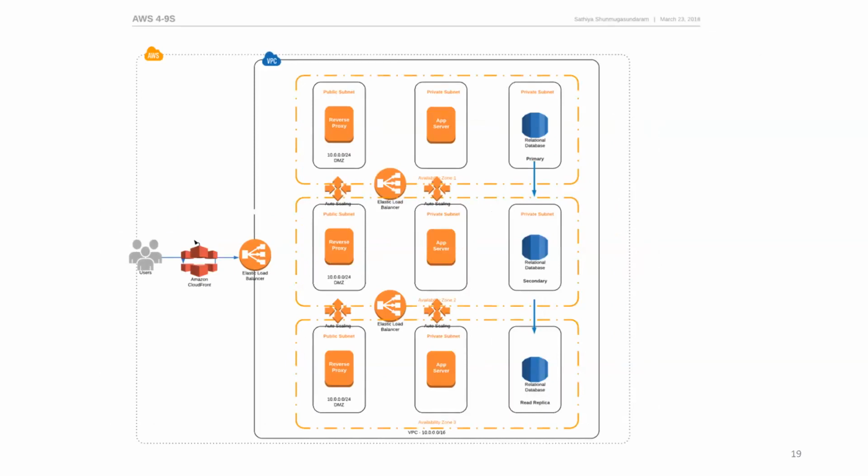Before one is 2 availability zone and this one is 3 availability zone. Can you set up high availability in 2 availability zones? Yes. Can you set up high availability in 3 availability zones? Yes. Is it recommended to set up high availability in 1 availability zone? But can you do it? Yes, you can do it. But is it recommended? No.